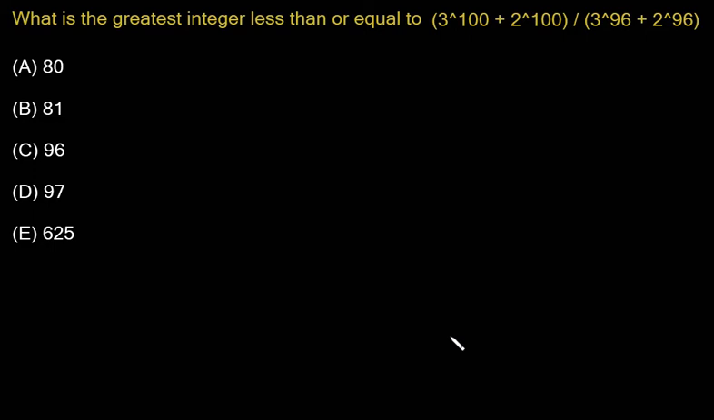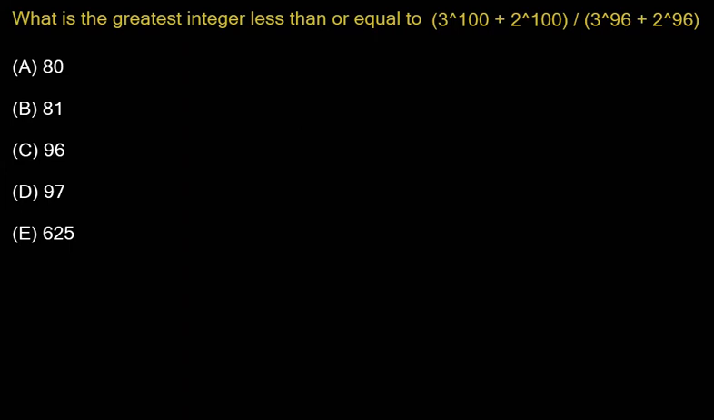All right, this is question 14 of the 2018 AMC 10 Test A, and this problem is actually pretty easy if you think about it. It's asking us which is the greatest integer less than or equal to 3 to the 100th power plus 2 to the 100th power divided by 3 to the 96th power plus 2 to the 96th power. All right, so how do we solve this?